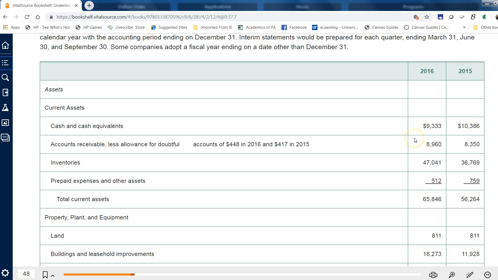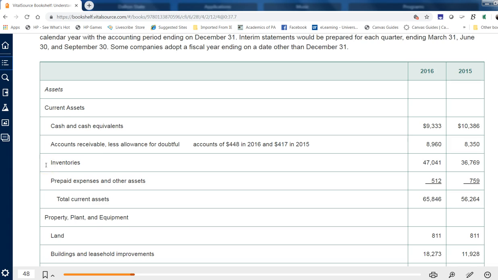$8,960 or $8,960,000 in accounts receivable is the gross amount less the allowance. So that means that if you take the 8,960 and add 448 to it, that was the gross amount of the receivables for the period. And so we'll get into why that's important, why you want to use that information later.